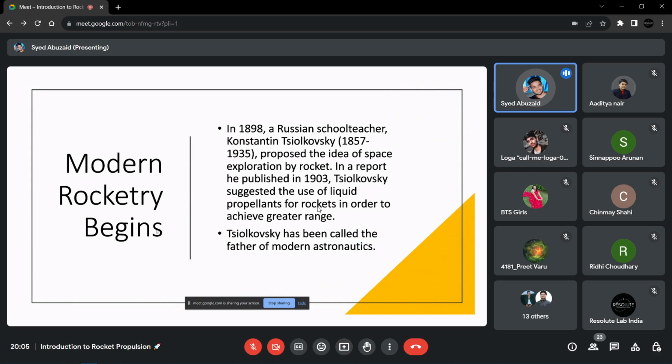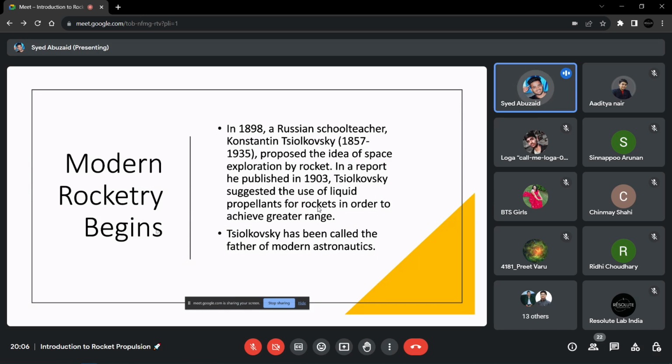If I'm talking about modern rocketry, in Russia there was a school teacher whose name was Konstantin Tsiolkovsky. He was born in 1857 and died in 1935. He proposed the idea of space exploration by rocket.